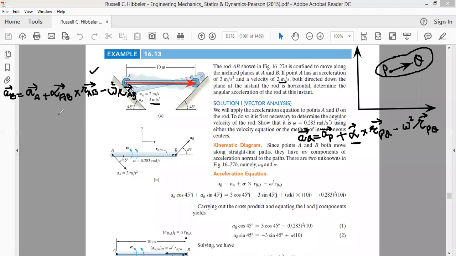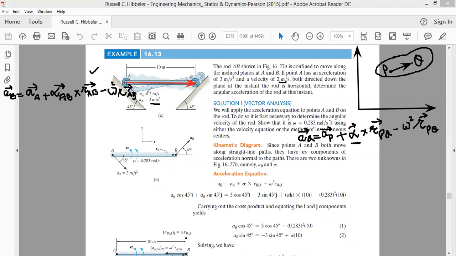As far as the acceleration of B is concerned, we have no idea about it, except what we are given here: point A has an acceleration of 3 meters per second square and a velocity of 2 meters per second. We are given the acceleration and velocity of point A, both directed down the plane at the instant the rod is horizontal.